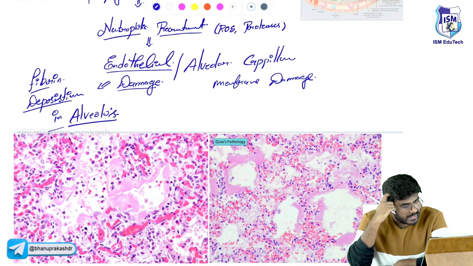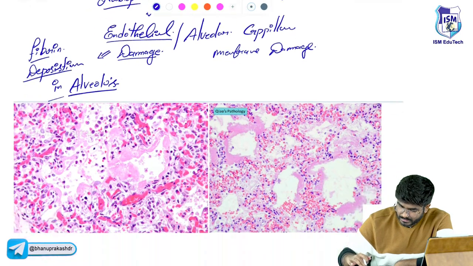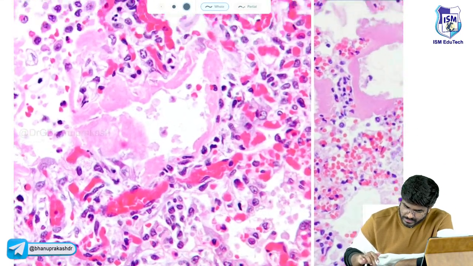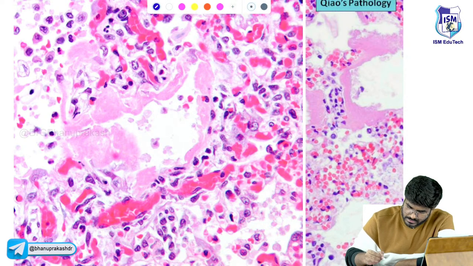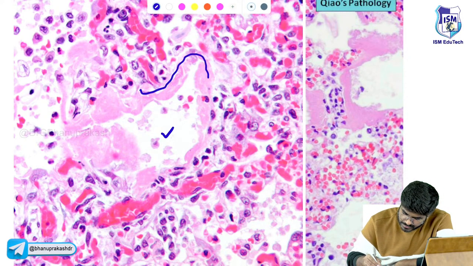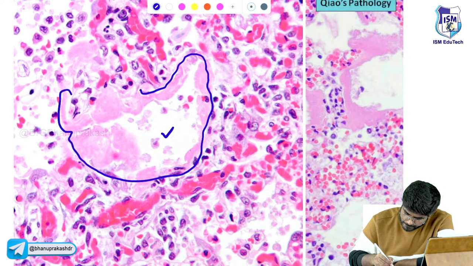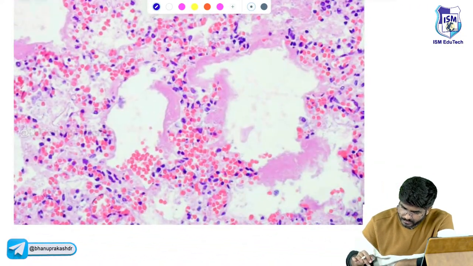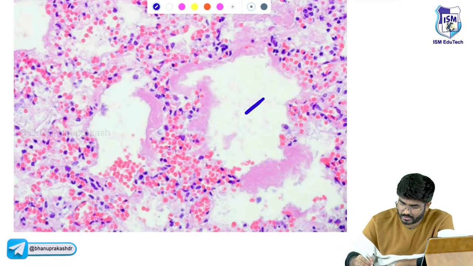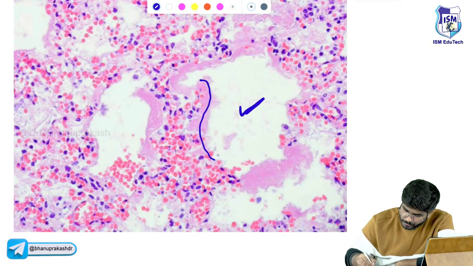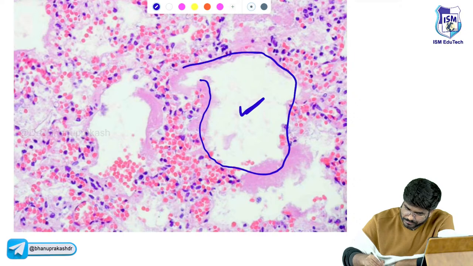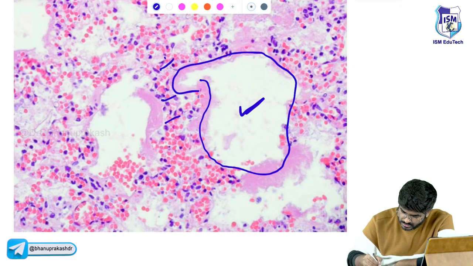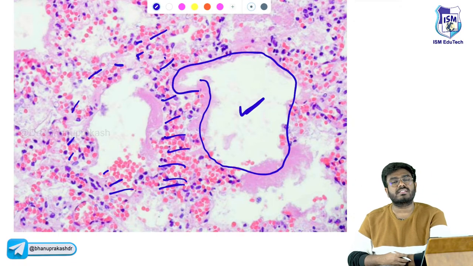So as the fibrin is getting deposited in the alveolus, now tell me, a pink color here, look. So these are the air spaces. This is the air space, alveolus. Are you able to appreciate this pink color material? Here you can see it very well. And there are also lots and lots of inflammatory cells. Blood cells, inflammatory cells are there.